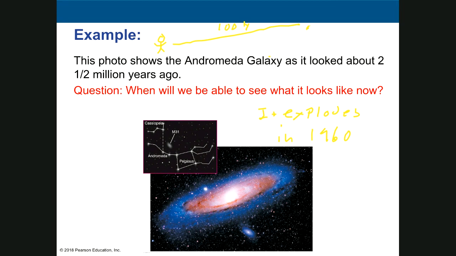So with Andromeda, the years are just a lot longer. So if something were to happen tomorrow in Andromeda, we wouldn't know about it for another 2.5 million years.